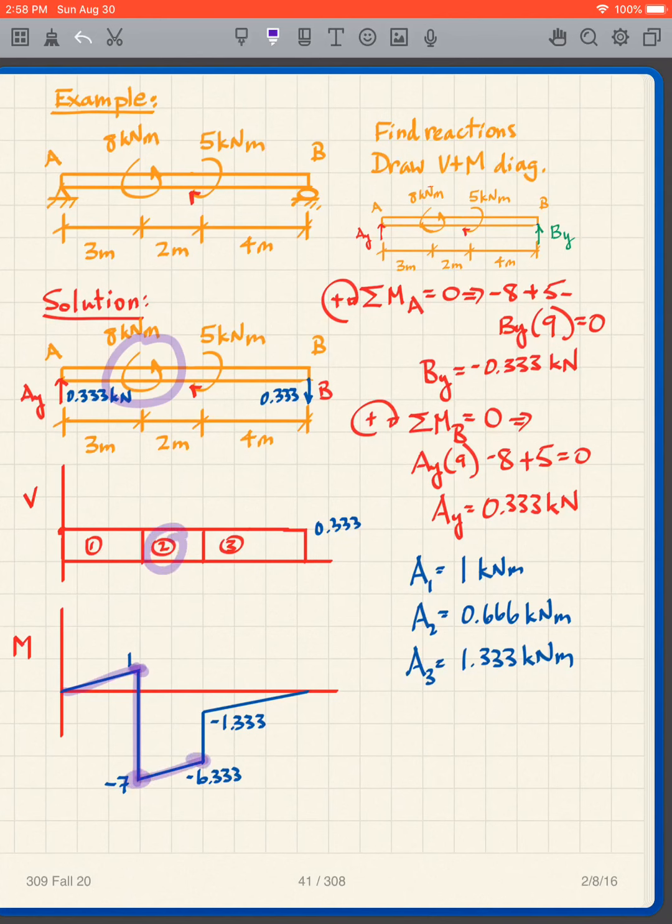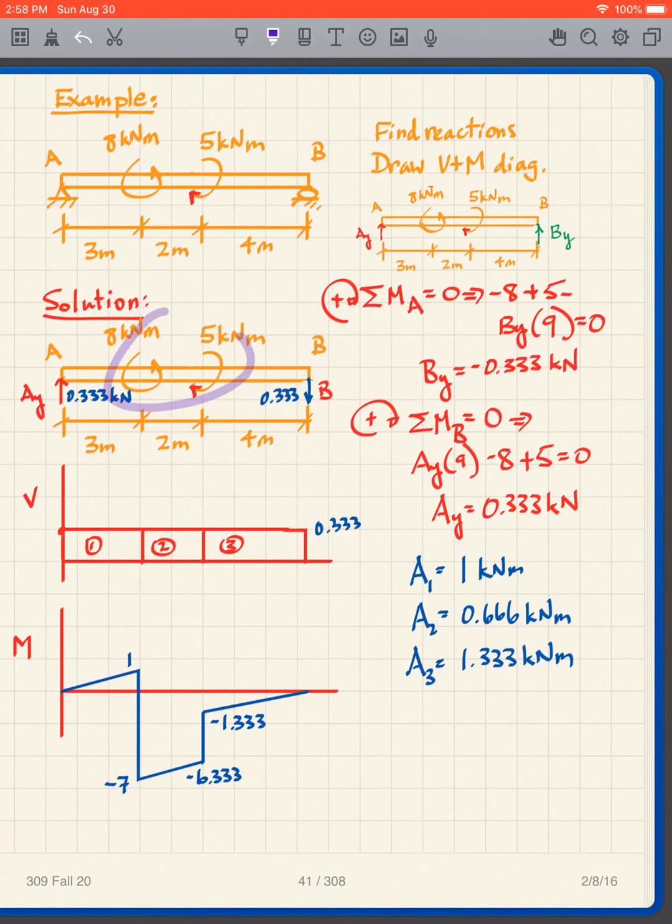moment diagram. And of course the concentrated moments influence the reactions. So they do influence the shear diagram by changing the reactions. But once we have the reactions, when we draw the shear diagram, we don't really pay attention to those concentrated moments, except that it helps us break up these areas. Okay, let's try.